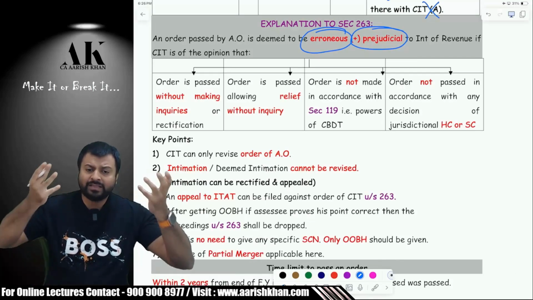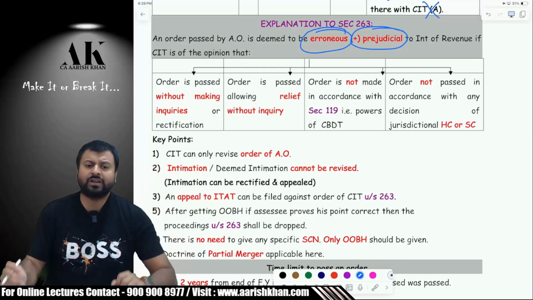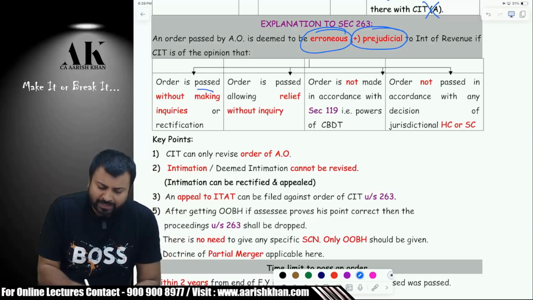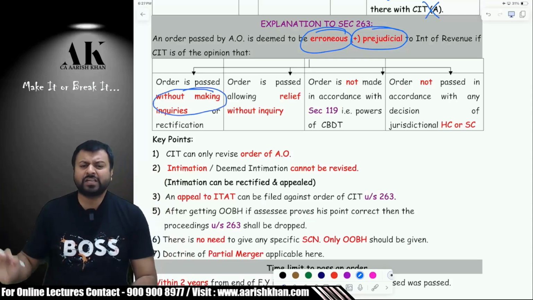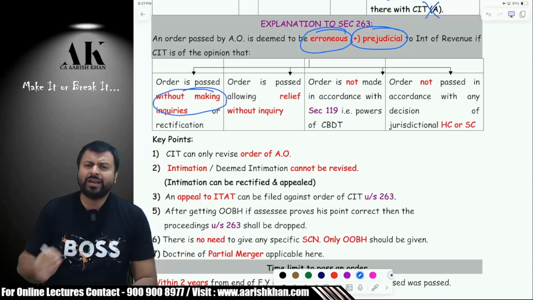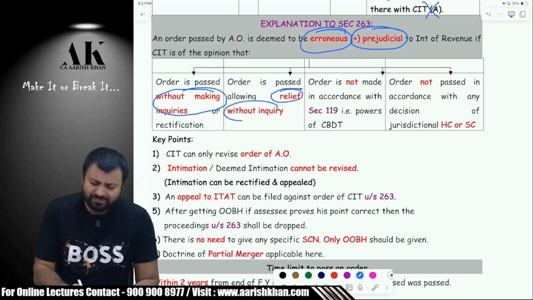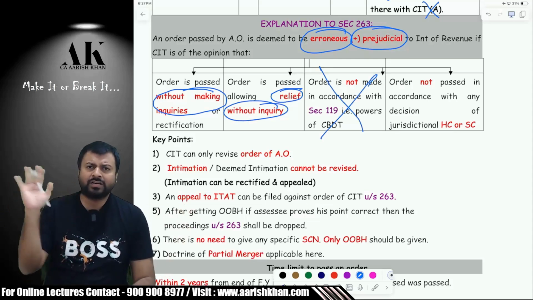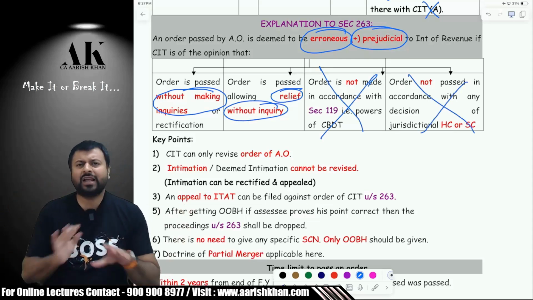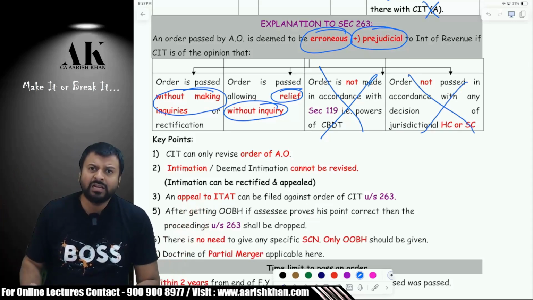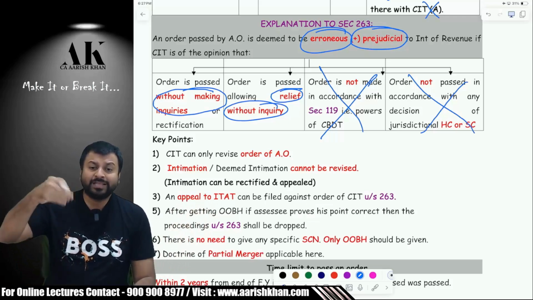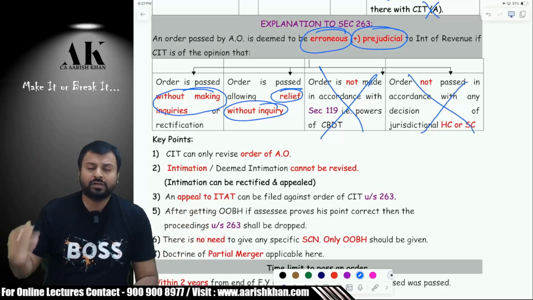So what do I mean by the phrase erroneous and prejudicial to the interest of revenue? It means the order passed by the AO is without making sufficient inquiries. AO has not made any inquiry and passed the order, or AO has given a relief without making inquiry, or AO has not considered CBDT circulars, orders and directions, and AO has not considered High Court and Supreme Court judgments. Therefore, it can be said that the order passed by the AO is erroneous and prejudicial to the interest of revenue.